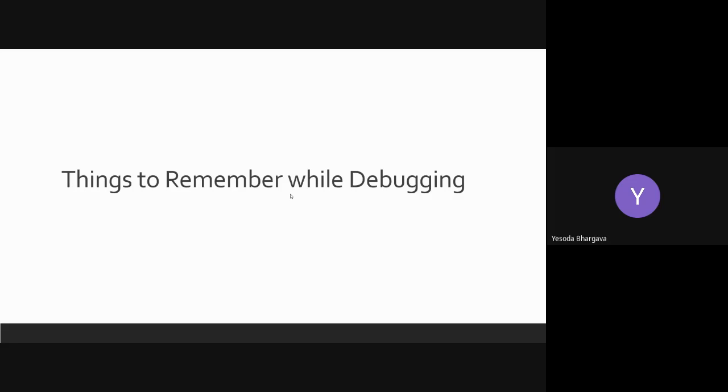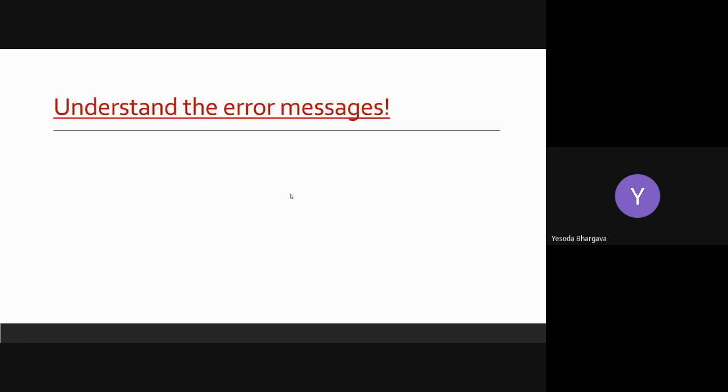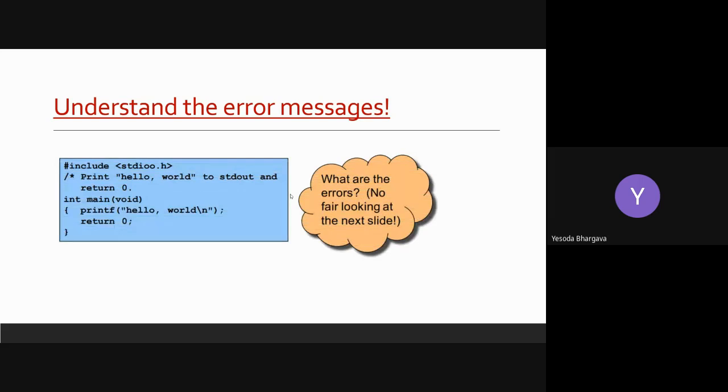There are certain things to remember while debugging. The first thing is that you need to understand the message. These days, editors have an inbuilt debugger, so debuggers themselves are able to identify the errors for you. But as a developer, you should be able to understand the error messages. If you look at this particular code, what do you think is not quite right here?